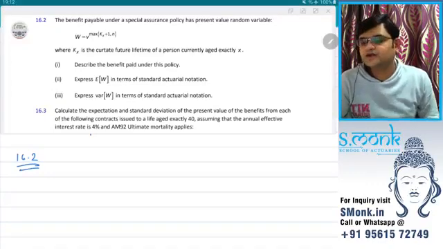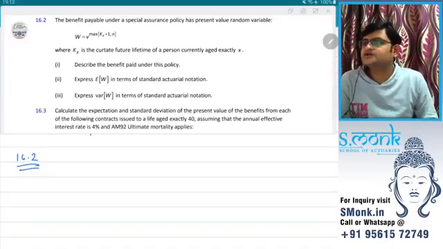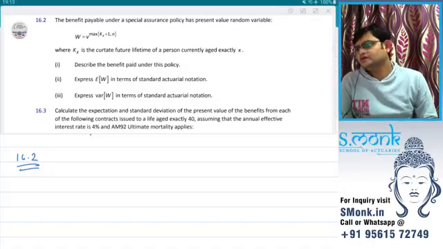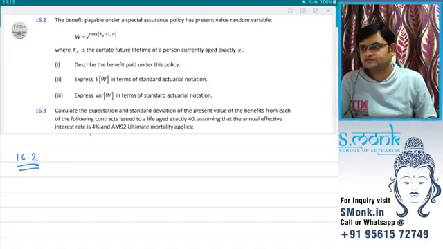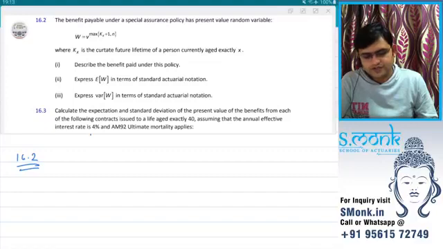The benefit payable under a special assurance policy has present value random variable W equal to the max of v raised to Kx plus 1 and v raised to n, whichever is higher, where Kx is the curtate future lifetime of a person currently aged exactly x. Describe the benefit paid under this policy, and express the expected value. First describe.